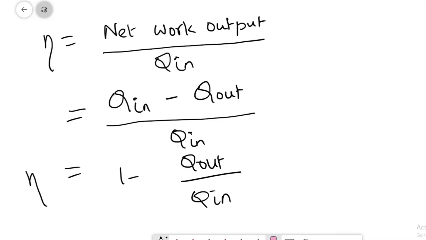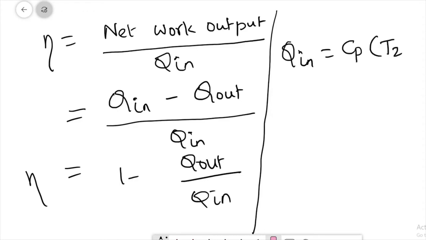We need to understand what is meant by Q out and Q in. Based on our previous diagram, Q in is nothing but the enthalpy change, so we can write Cp into the temperature difference. It is between the states 2 and 3, so Q in should be Cp into T3 minus T2. Then Q out is between states 4 and 1, so it is Cp into T4 minus T1. If you substitute this, the equation further reduces, so we can just write.